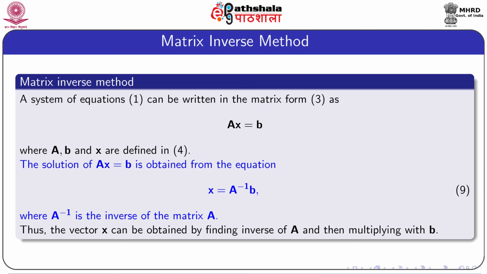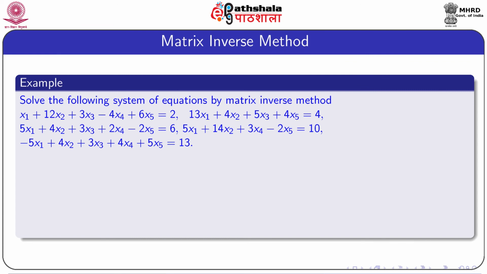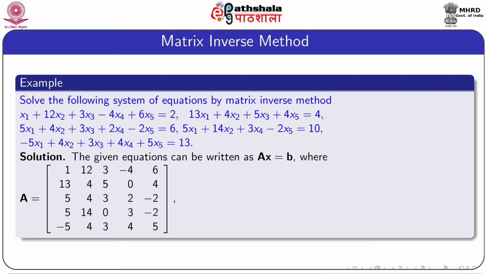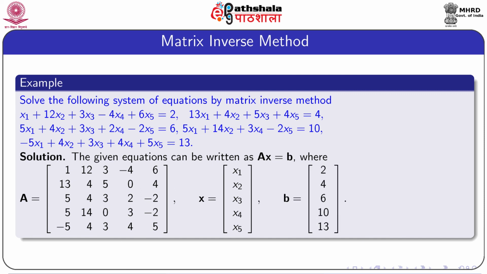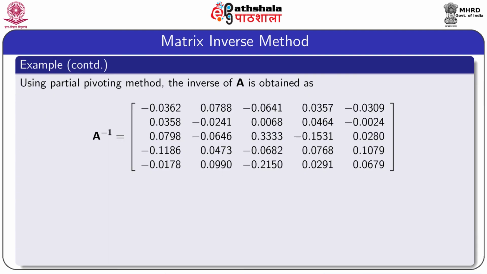This method is illustrated by an example. In this example we consider 5 equations and 5 variables x1 to x5, and the coefficient matrix of this system of equations is this one. The size of the matrix is 5 by 5, the variable vector is x1 to x5, and the right hand vector is 2, 4, 6, 10, 13. So, these vectors are already available. Now, we have to calculate the value of the vector x using the formula x equal to A inverse b.